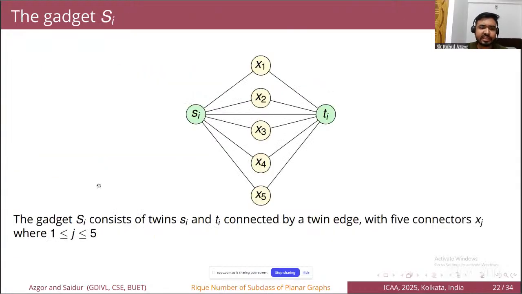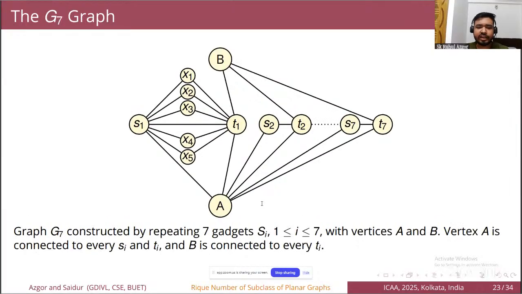Now, the gadget Si consists of two twins, Si and Ti, which are connected by a twin edge and 5 connectors, X1 to X5. And we have constructed G7 by repeating these gadgets 7 times, with two additional terminal vertices A and B, where A is connected to both the twins S and T, and B is connected to only the Ti of the twins. Now, the main challenge here is, how can we possibly enumerate all possible vertex orderings to check whether all the edges can be processed by a rig data structure.